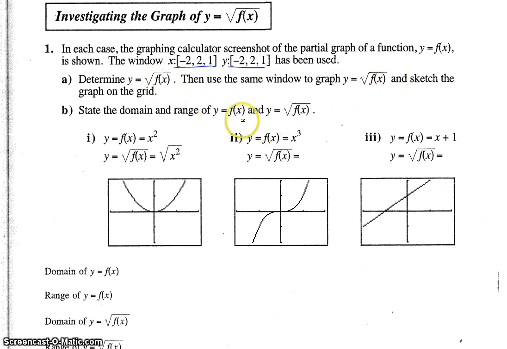State the domain and range of y equals f of x and y equals the square root of f of x. Okay, so we start with, on this first one, y equals f of x equals x squared, and that'll be like our y1. Our y2 is going to be, what we're going to do is enter it as the square root of y1, and that way for each of these, we can simply have the square root of y1 rather than retyping y2 every single example.